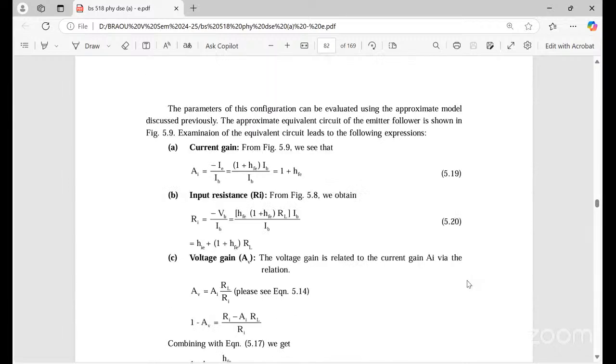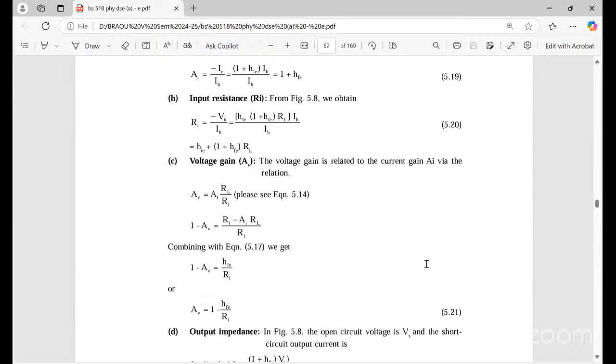Here, what is the gain? Current gain, I0 by Ii, input resistance, and voltage gain AV value, output impedance.